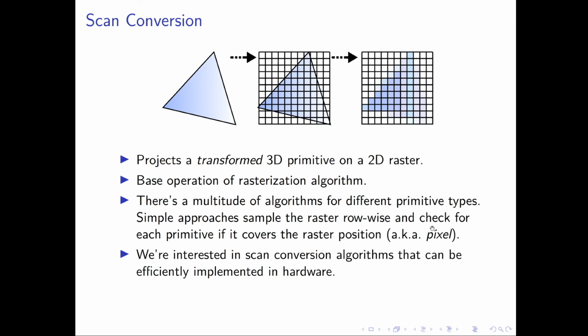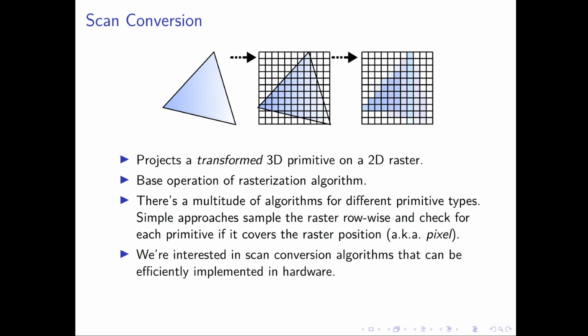So the next thing that we have to worry about, now that we know how to transform our primitives into window coordinates, is how to actually project them onto the 2D raster. And the methods that come into play here are called scan conversion methods or scan conversion algorithms. There's actually a bunch of different scan conversion algorithms. There are different algorithms for different types of primitives. But even assuming that we have triangles and polygons, there's a bunch of different algorithms that achieve this task.